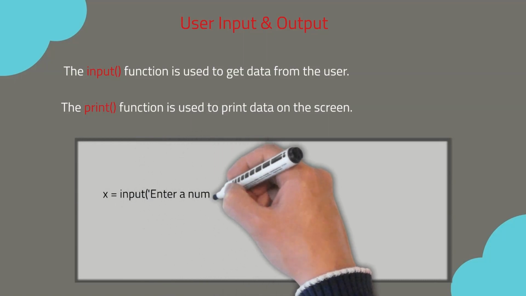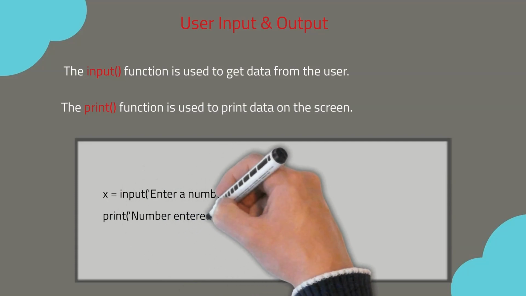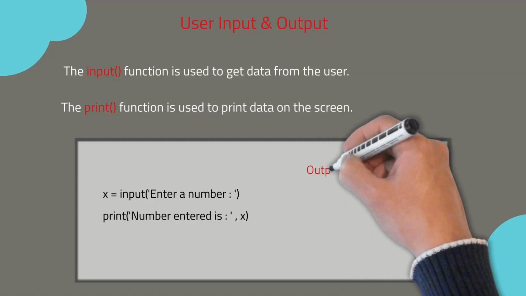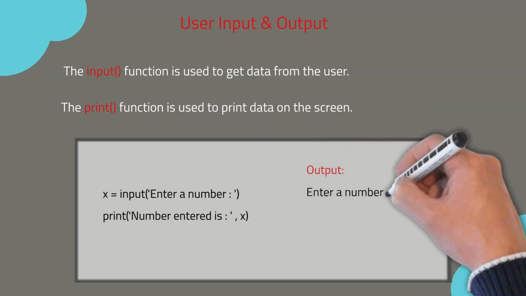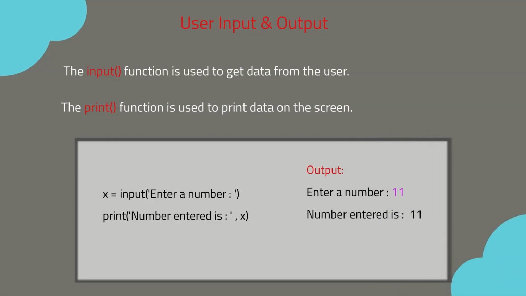For example, variable x is used to store the value entered by the user. The input function has a string directing the user to enter a number. The print function is used to print the value entered by the user. After the text string "number entered is", we can use a comma followed by the variable x to print its value.